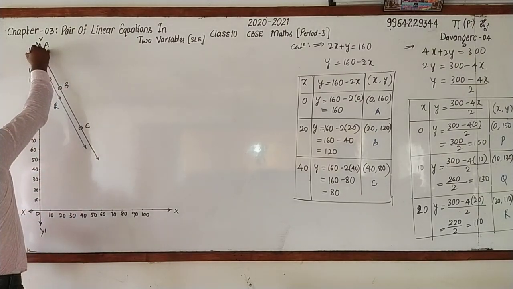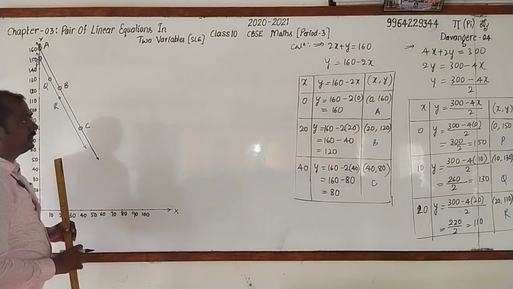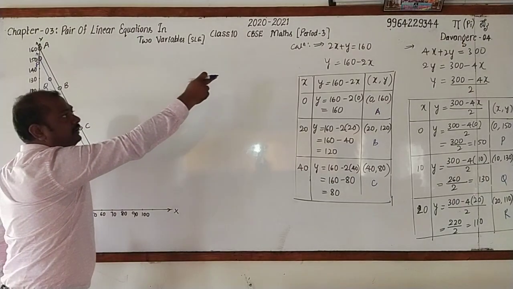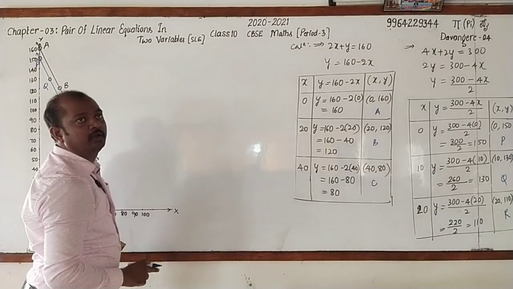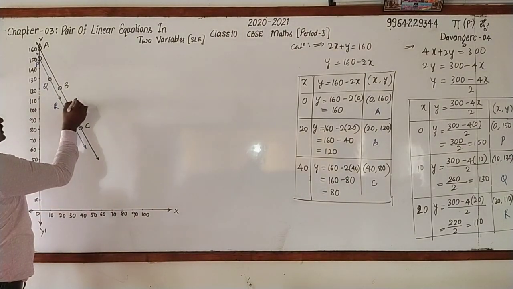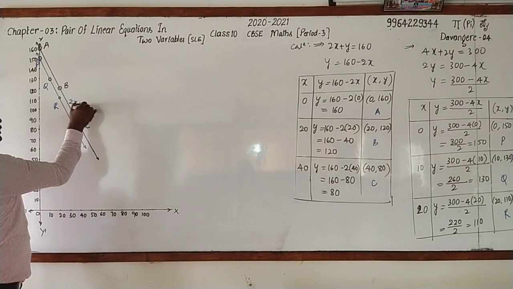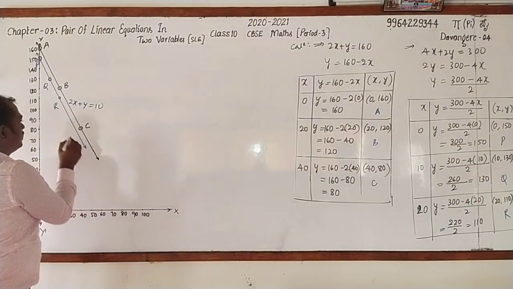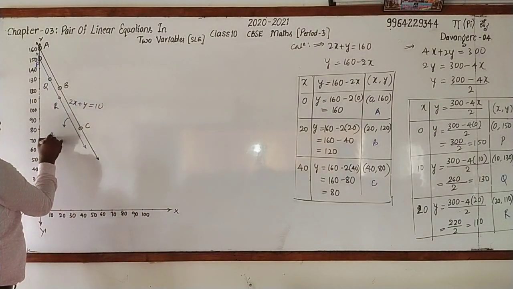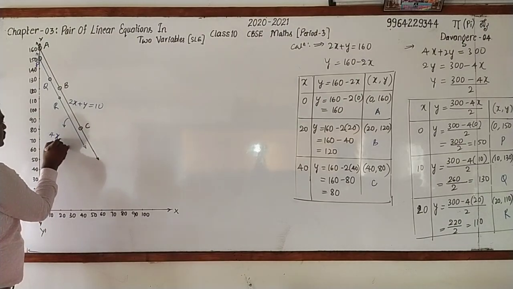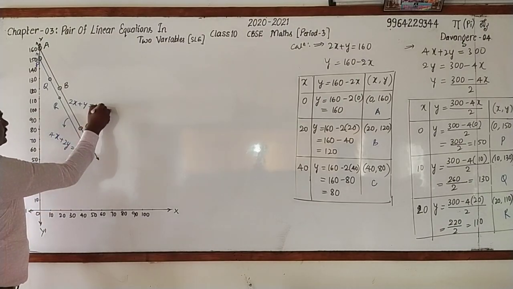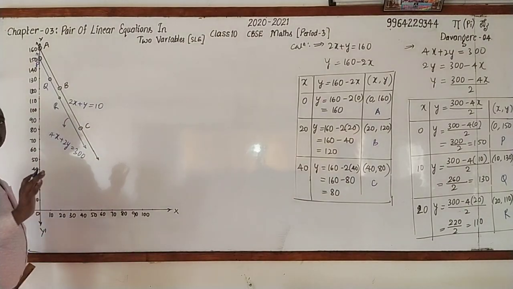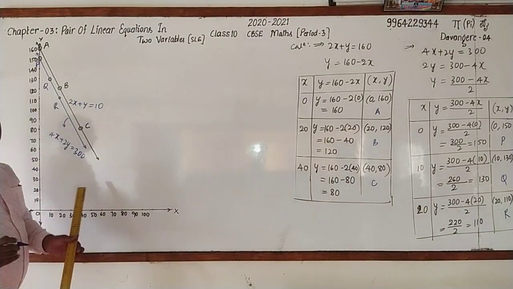Here, this is the line which represents the second equation. And the dark color line, that is the black color line, indicates the graph of 2x plus y equal to 160. Here I write 2x plus y equal to 160, and the blue one is 4x plus 2y equal to 300. Clear? The lines are parallel.